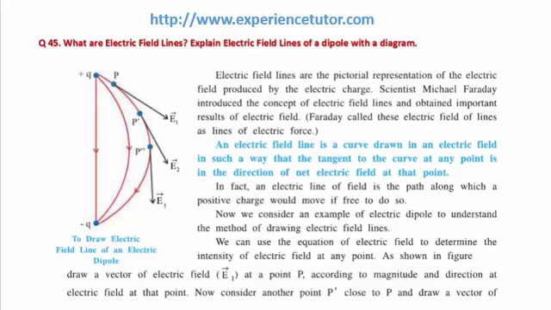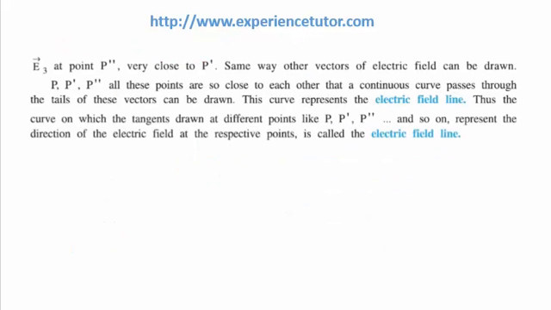We can use the equation of electric field to determine the intensity of the electric field at any point. As shown in the figure, draw a vector of electric field E1 at a point P according to the magnitude and direction of the electric field at that point. Now consider another point P dash close to P and draw a vector E2. Then E3 at point P double dash very close to P dash. In the same way, other vectors of electric field can be drawn at points P, P dash, P double dash.